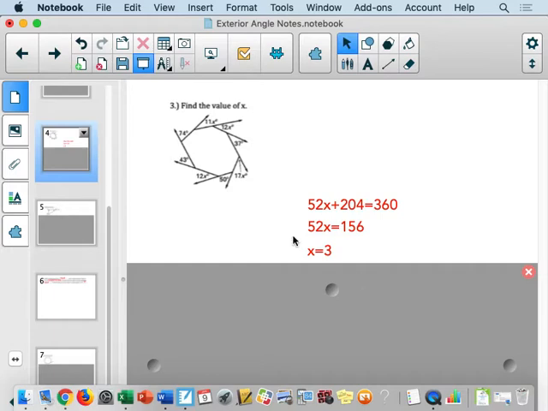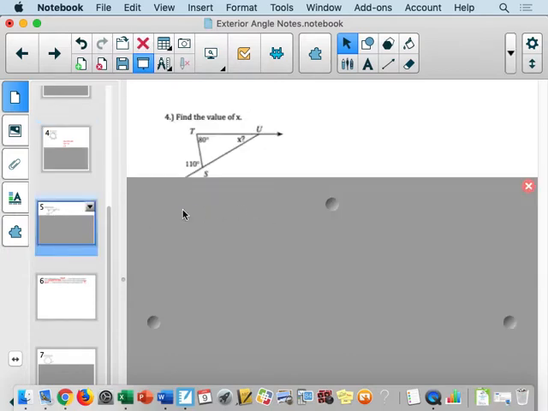On this next example, number 4, we only have one exterior angle in the picture, and we have a triangle here. What do we know about exterior angles and interior angles like this? They should add up to 180. That would be a linear pair. We'll focus on those a lot more later in the unit.